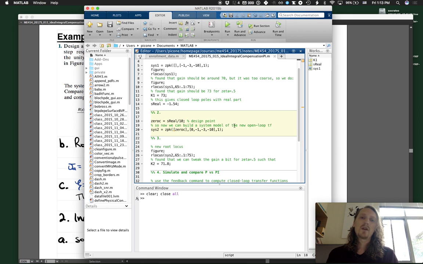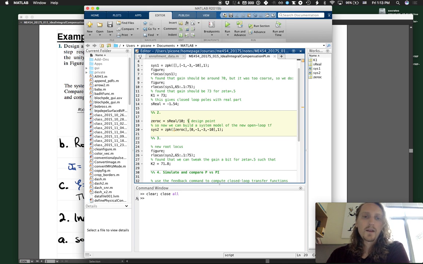So now we can build a system model of the new open loop transfer function. So now we're going to call this system 2. We'll use the ZPK function again to create a transfer function model. Now we do have a 0, and we're going to put that 0 wherever 1/10 of this is. So at negative 0.154 is where we're going to place that 0. We're going to have a pole now at 0, which is our integrator pole. And then we're going to still have our other open loop poles, and the gain is 1. So there's our system 2.